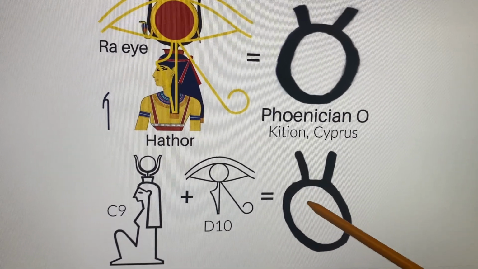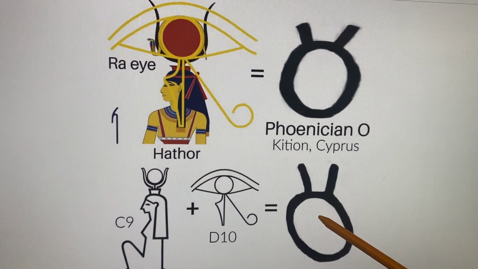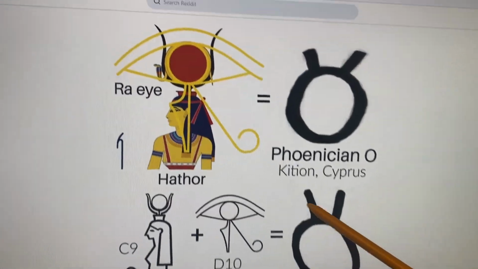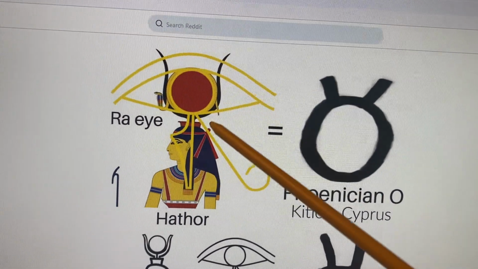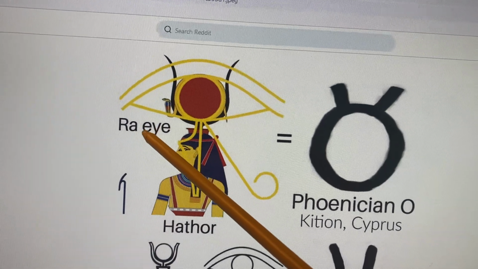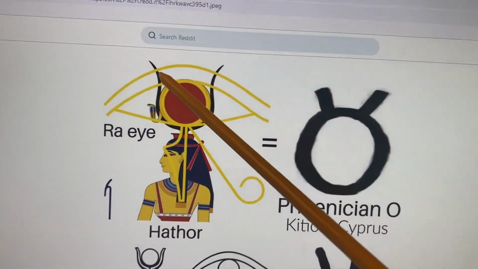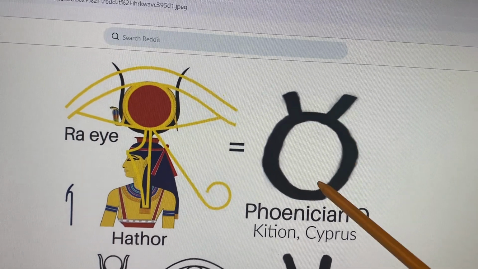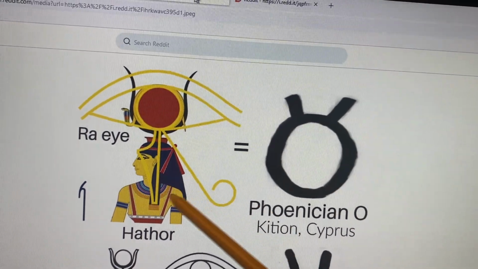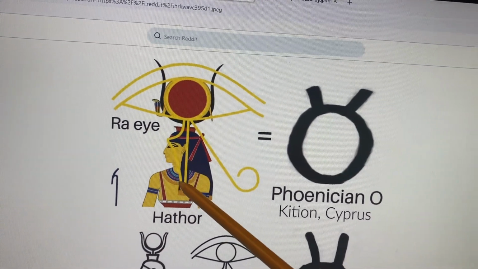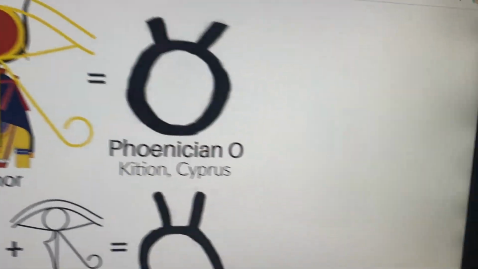C9 plus D10 gives you the horned Phoenician O. Or if you take the Eye of Ra, put it over Hathor, you see the horns coming out of the O. And I also have been reading Herodotus.